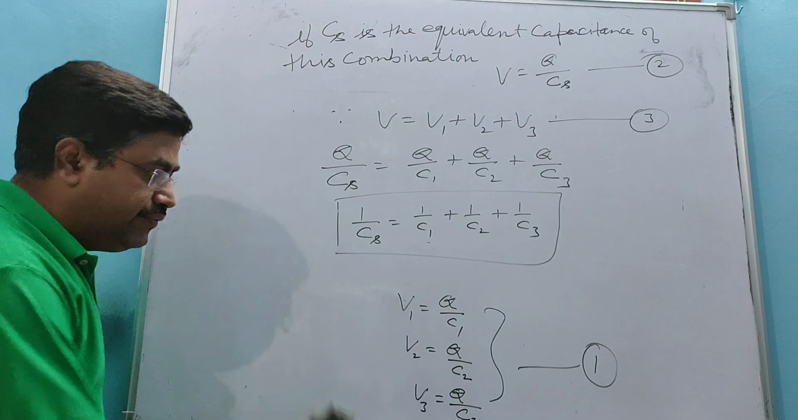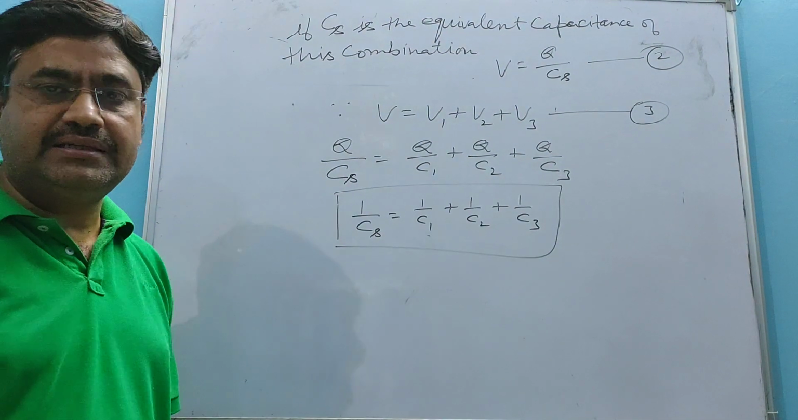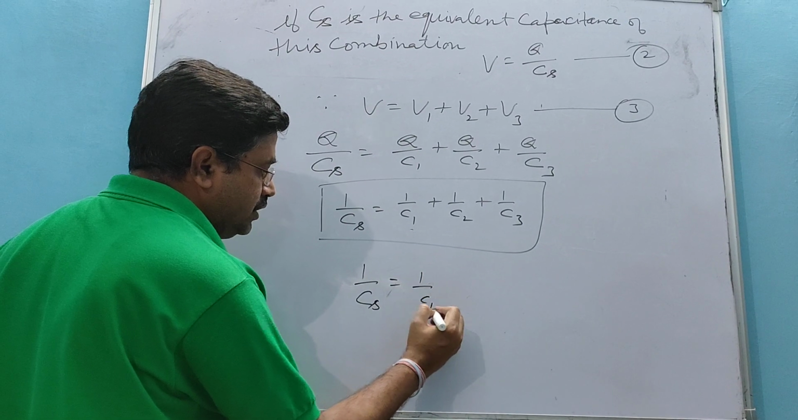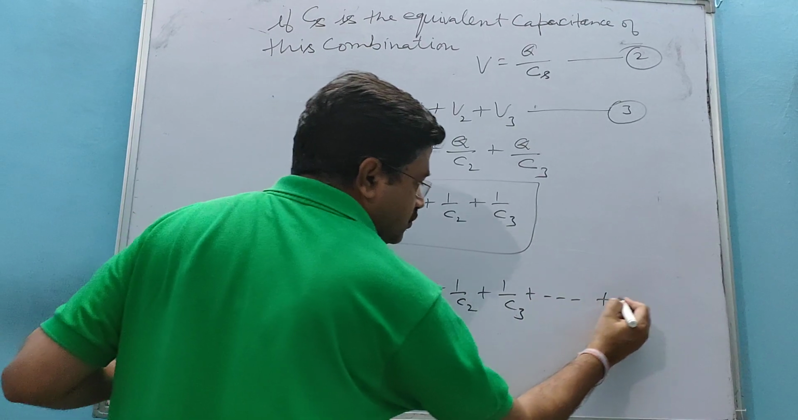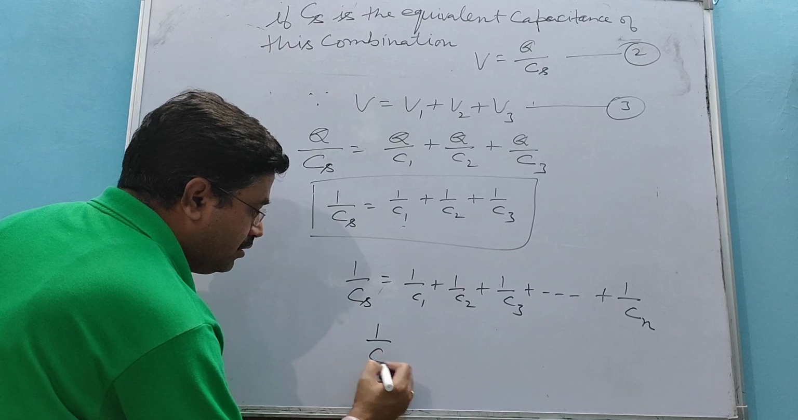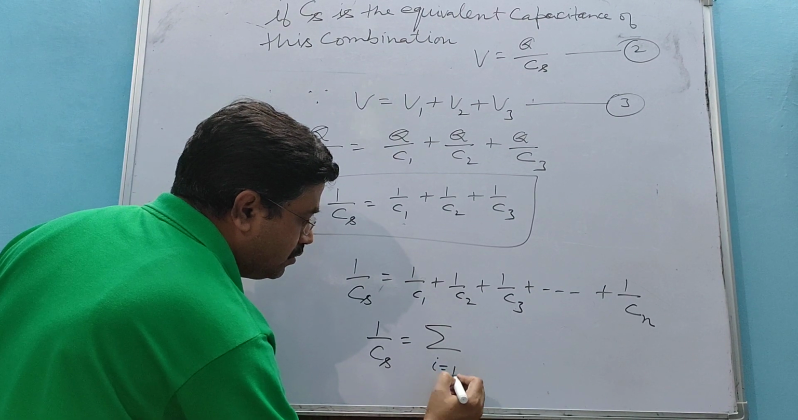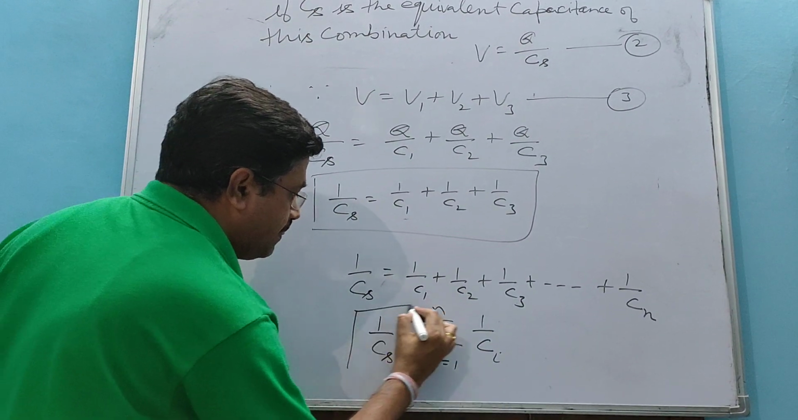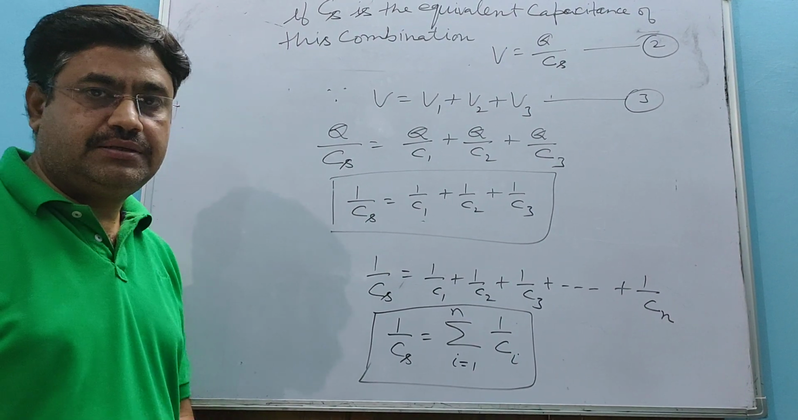In general, suppose n capacitors are connected in series. I can write 1 upon Cs equals 1 upon C1 plus 1 upon C2 plus 1 upon C3 plus and so on, up to 1 upon Cn. I can write 1 upon Cs equals sigma i equals 1 to n of 1 upon Ci. That is for n capacitors.